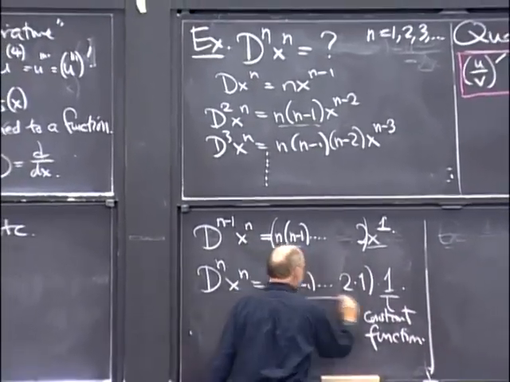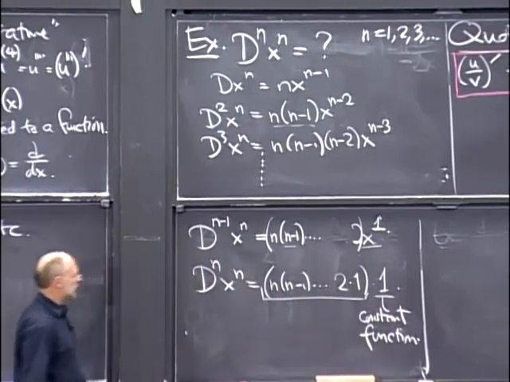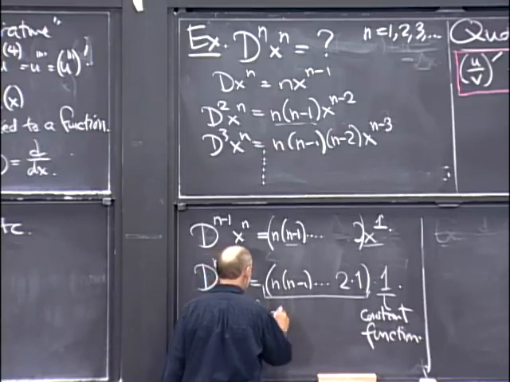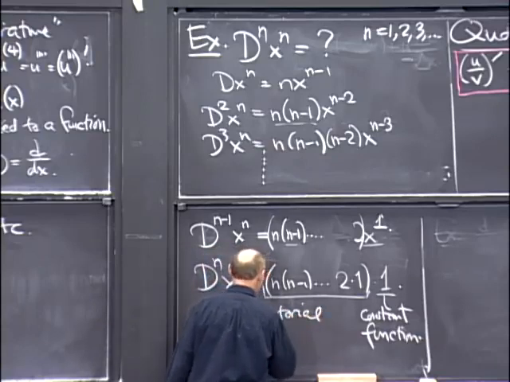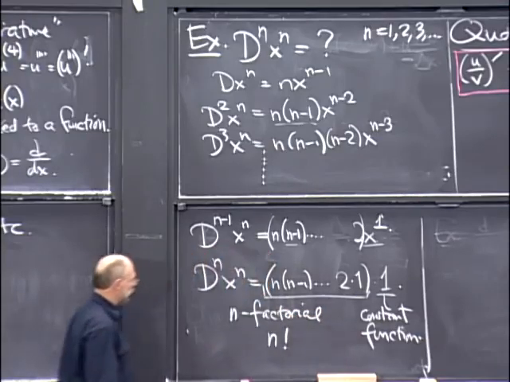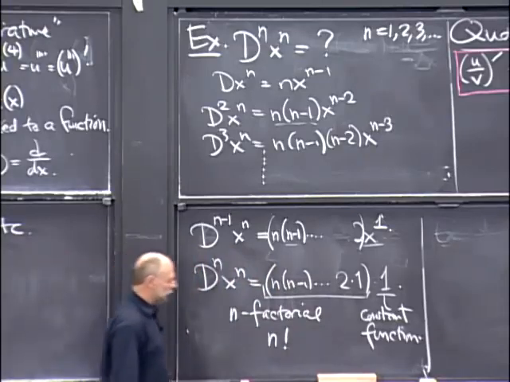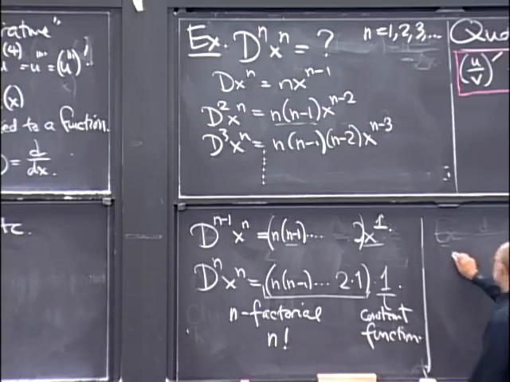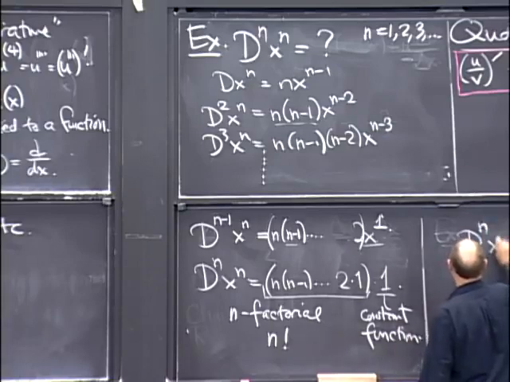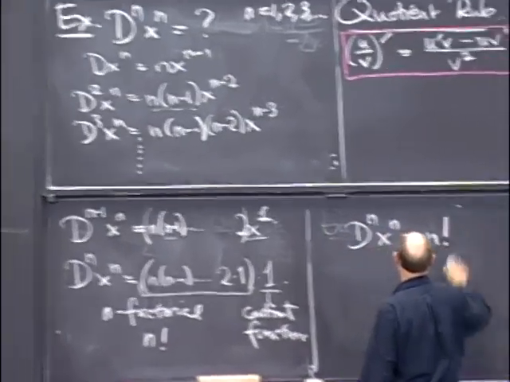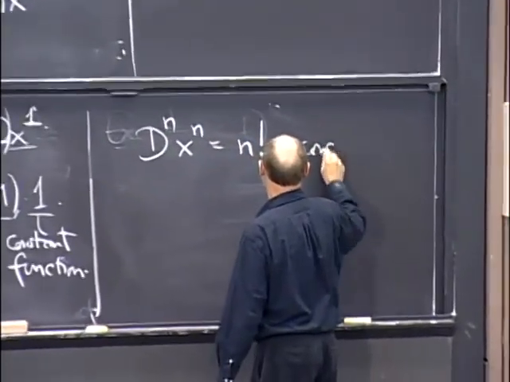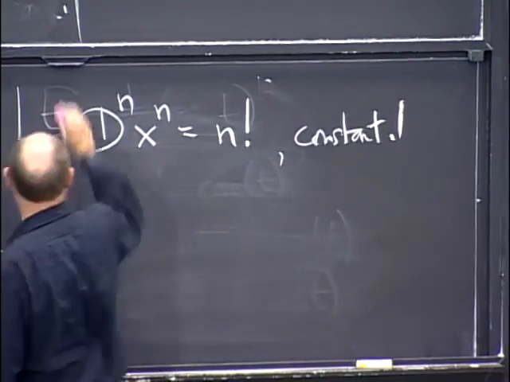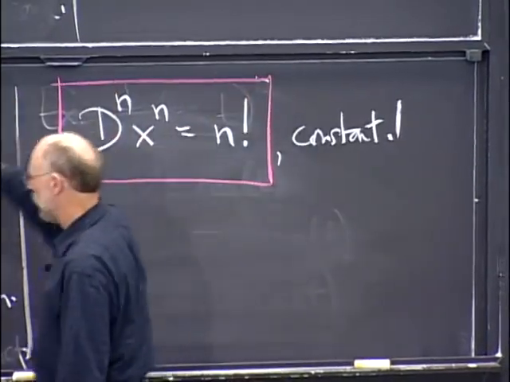Does anyone know what this number is called? That has a name. It's called n factorial. And it's written with an exclamation point. And we've just used an example of mathematical induction. So the end result is d to the n of x to the n is n factorial, a constant. Okay, that's a neat fact.